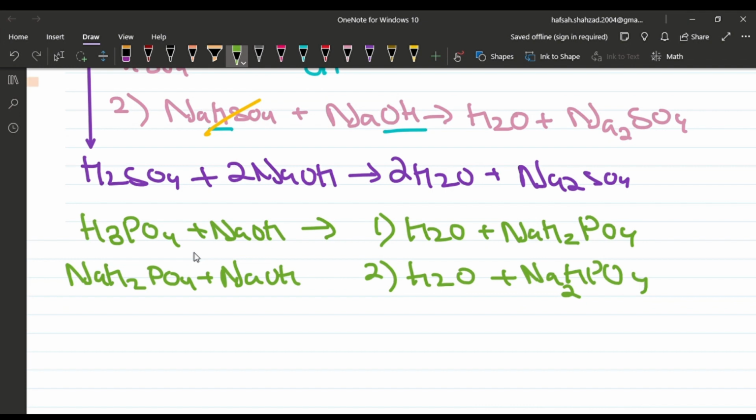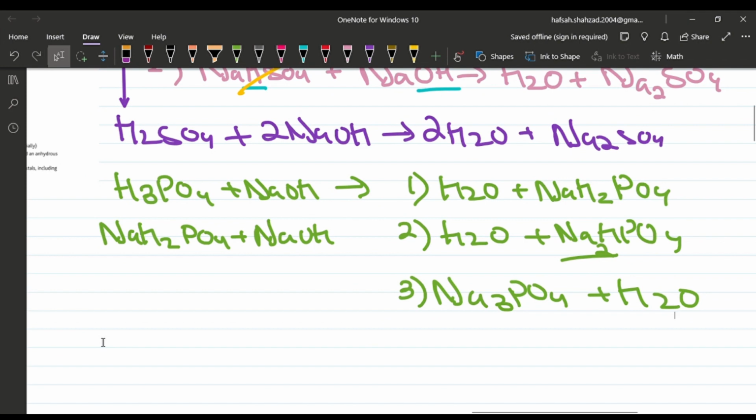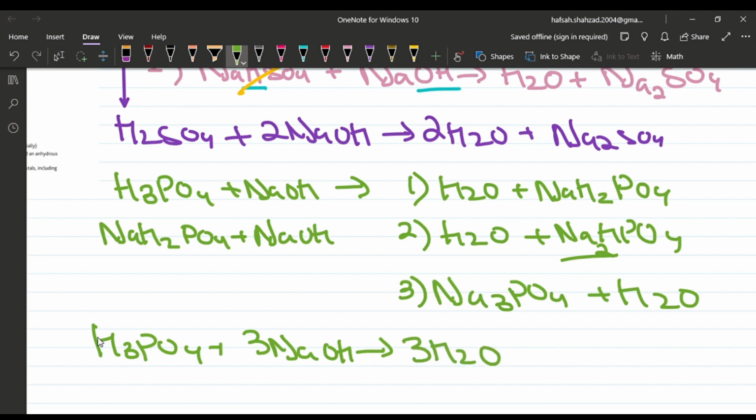Now this acid salt reacts with NaOH again to form Na3PO4 and water. So there you go. That's how you get the equation for phosphoric acid and any alkali that you're reacting it with. The final equation would be H3PO4 plus, as you saw, NaOH used 3 times, so 3 NaOH. We got 3 water molecules in total, and the final product is Na3PO4. There you go. That is the final equation for this reaction. So I hope this clears up what acid salts and normal salts are.